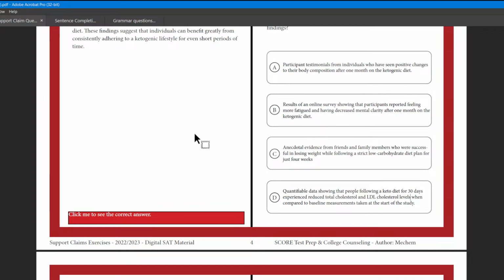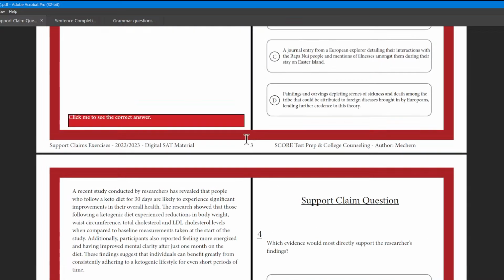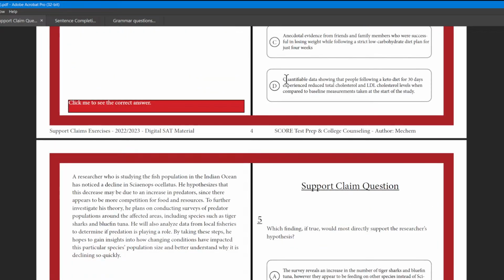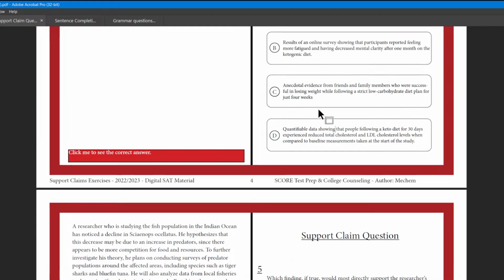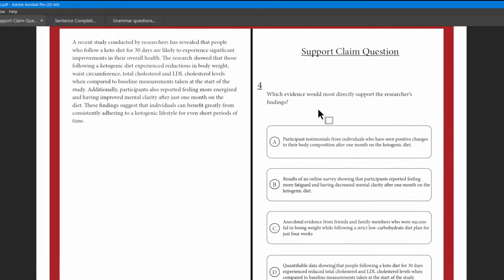Again, looking at some of the other options here, like testimonials and online surveys, those are not as good. Those are not great pieces of evidence. Like there could be other factors. Quantifiable data is like, I measured it. I had you come back and I studied your body weight and I did testing on you. I didn't just ask your friends and family or ask you to complete a survey. I'm getting data that is legitimate scientific data.